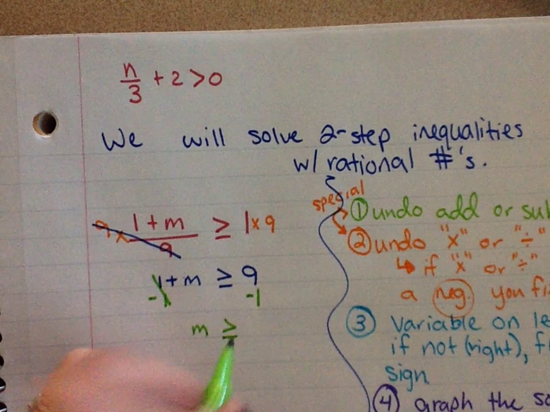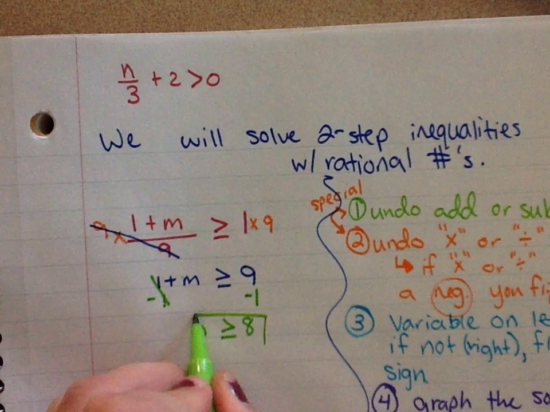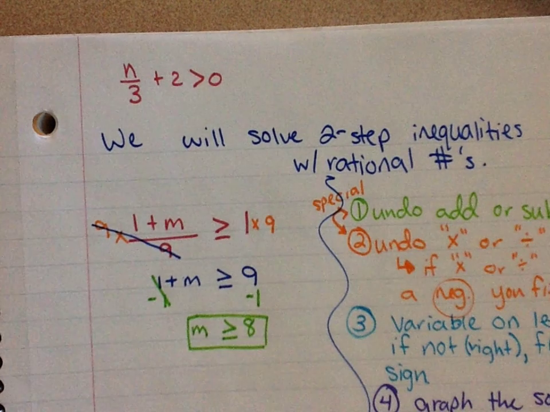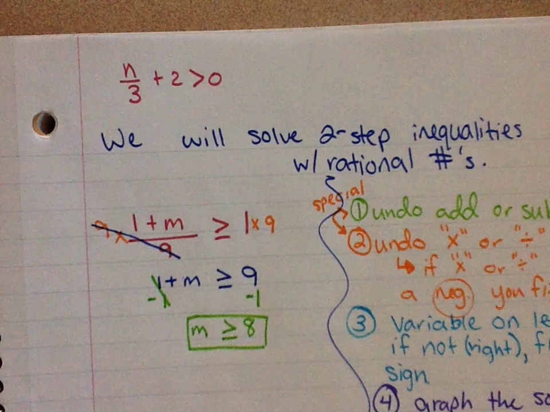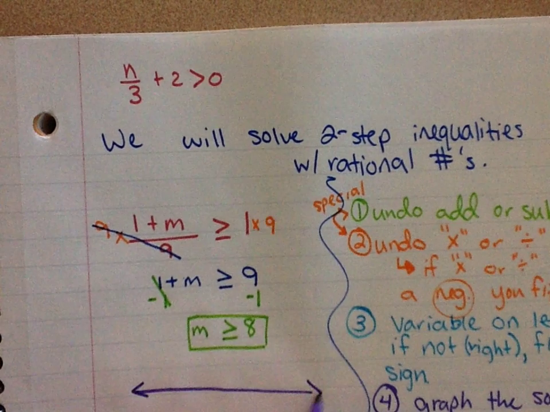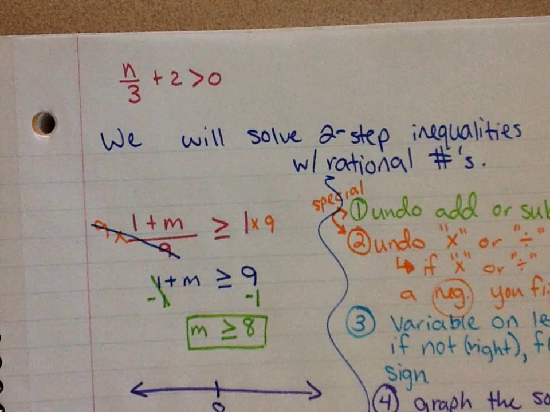Greater than or equal to 9 minus 1 is 8. Is my variable on the left? Yep, so I'm done solving, but what do I still have to do? I still have to graph. So I'm going to graph the solution. What's my number I'm graphing? Positive 8.